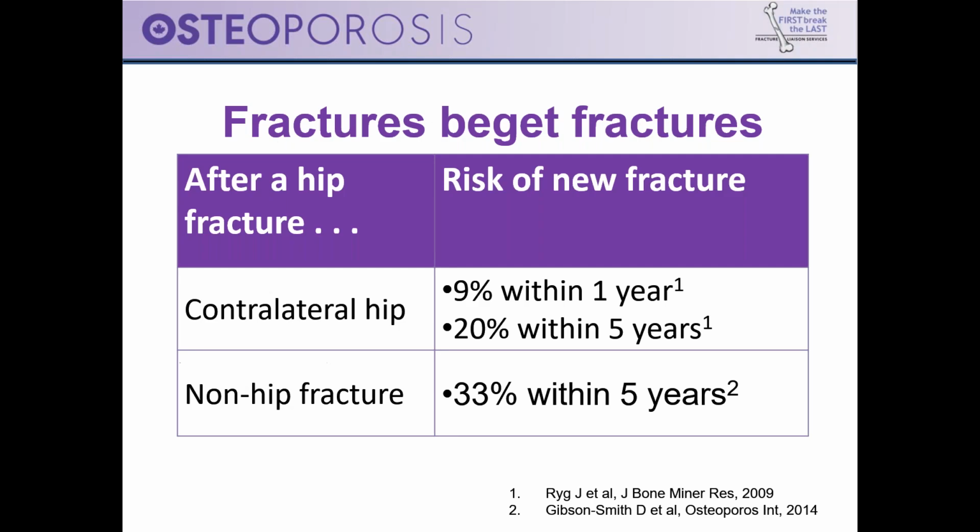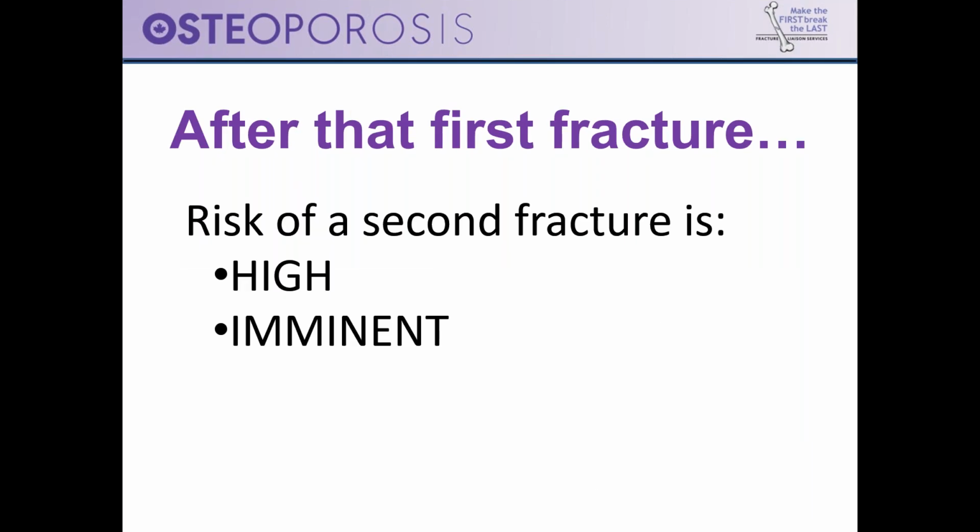The fact is that the broken hip is the queen of all fractures in terms of predicting future fractures. So within 1 year of breaking that first hip, there's close to 10% chance of breaking the other hip within 12 months. And if you don't do it within the first year, there's a good chance you will do so in the next 5 years. If you don't break a hip again, you'll probably be coming back with another broken bone. So this is certainly a group that is at extremely high risk for fractures. So after that first fracture, the risk of a second fracture is both high and imminent, particularly so for hip and spine fractures.